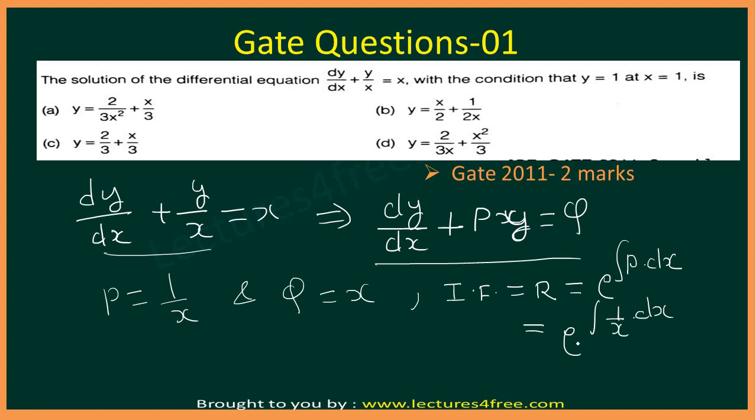and dx. Integration of 1 upon x is ln, meaning log at the base e, of x, so e to the power log base e cancels and you will get the answer x here. Okay, e to the power log base e of x will be equal to x. Now write the solution of this equation.